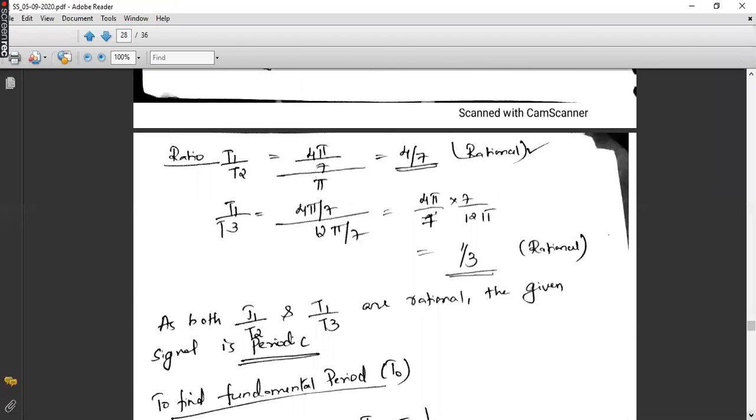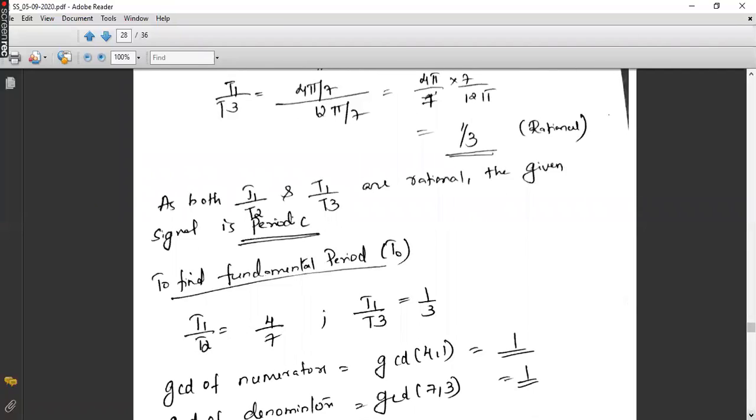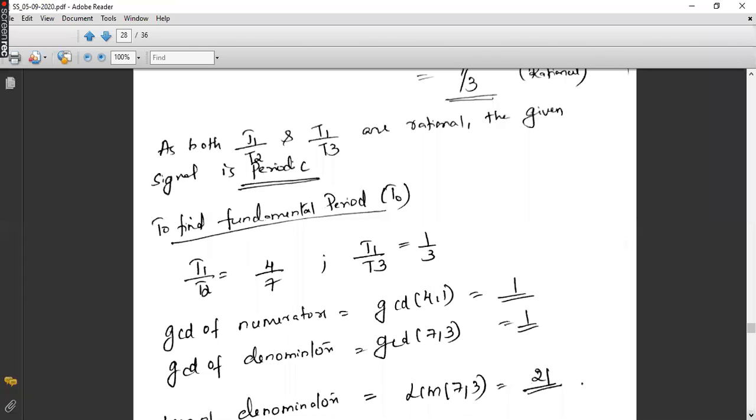Hope you have done with this. Now going to the fundamental time period. This you should be very much clear, then only you can apply the same concept in upcoming problems also. So take down these T1 by T2, T1 by T3 values separately. Now carefully analyze the numerators and denominators. What is the numerator of these two ratios? It is 4 and 1.